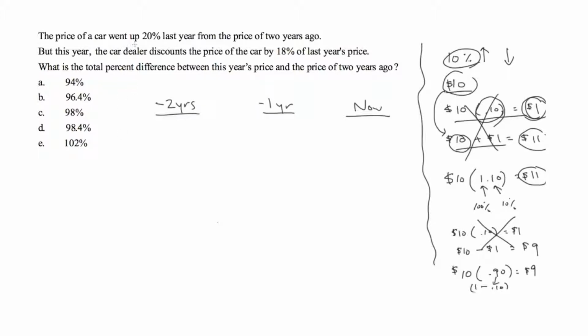So how does it apply to here? We have the price of the car went up 20% last year from the price of 2 years ago. So from 2 years ago to last year, the price went up 20%. But this year, the car dealer discounts the price of the car by 18%. So from last year to the current year, the dealer is giving an 18% discount. What is the total percent difference between this year's price and the price of 2 years ago? The problem is they never give us the starting price of the car 2 years ago. So right now it's a big unknown, it's X.